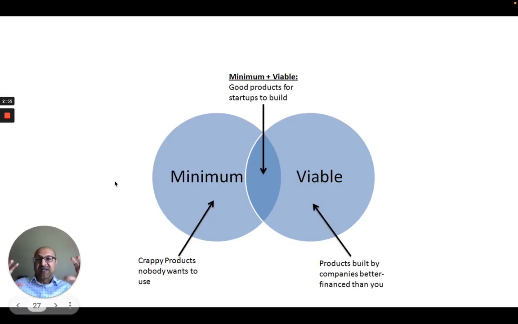A good Venn diagram to think about this for minimum viable is that minimum means that it just does not suck. Maybe it's a little crappy, nobody wants to use it, you can improve that a little bit so it's good enough to build. And viable means that it's got the potential to satisfy that unmet need. And once you have this minimum and viable, it's a product good enough for a startup to start building and iterating its design process.